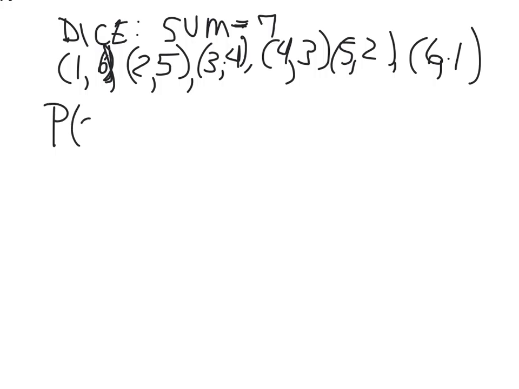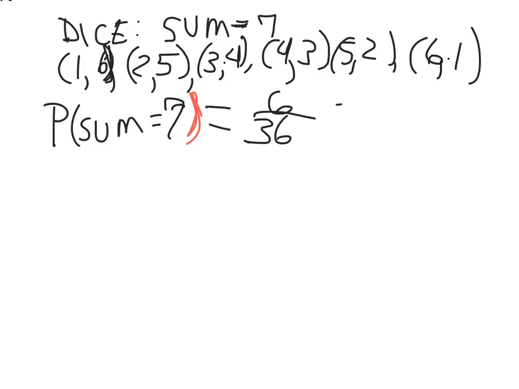So the probability of getting a sum that is equal to 7 is equal to 6 possibilities out of 36, and that's going to be 1 over 6. Okay?